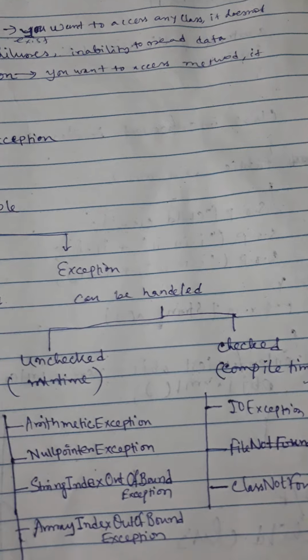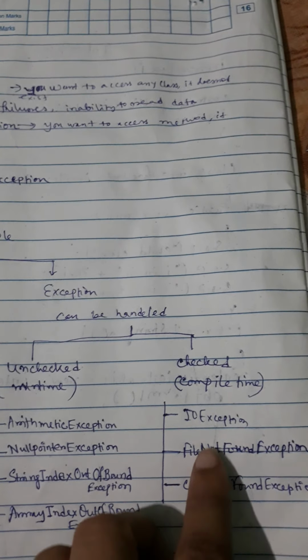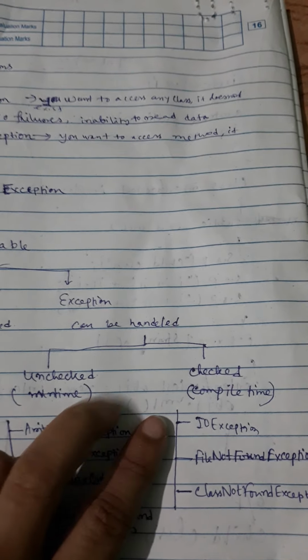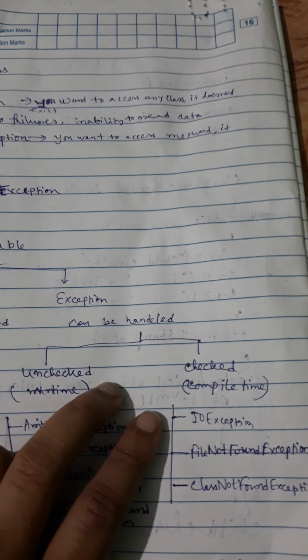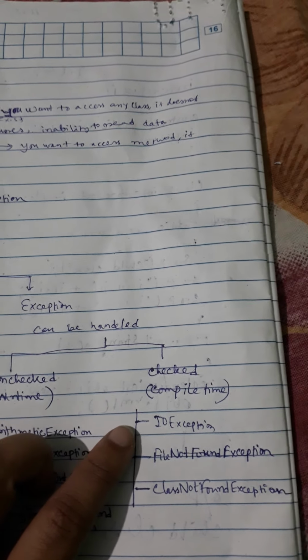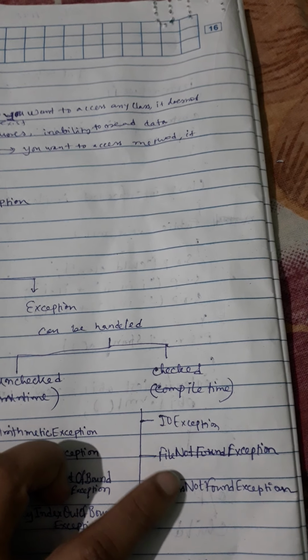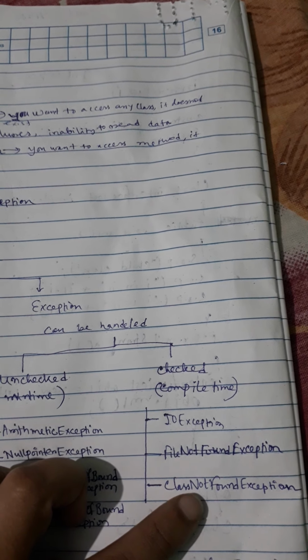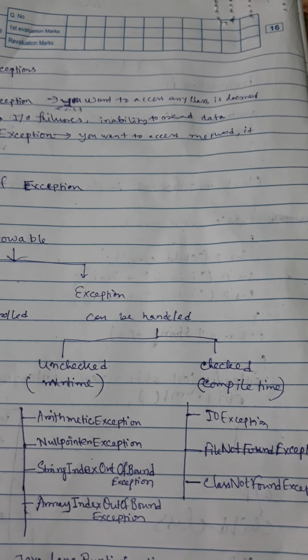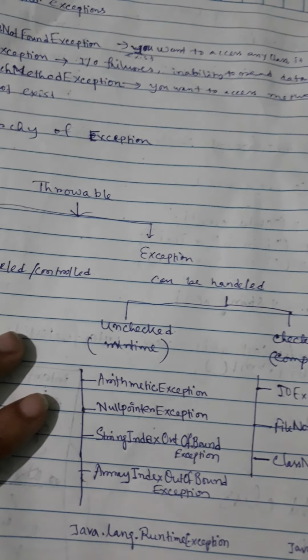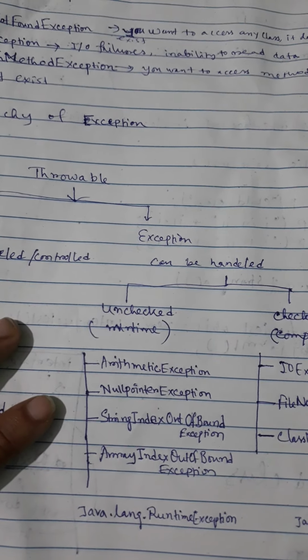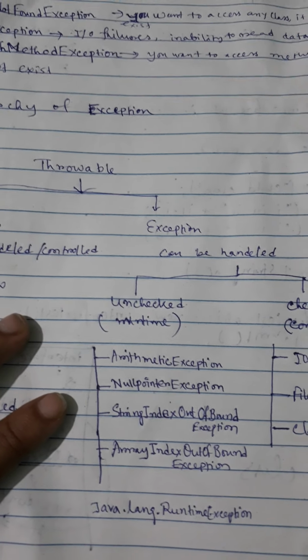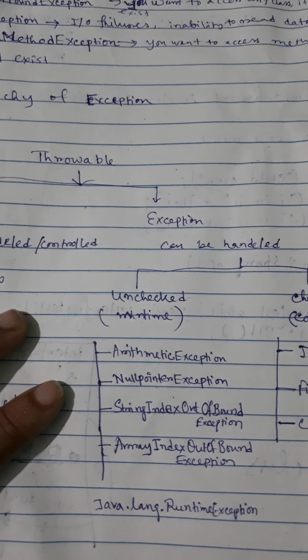So exceptions are of two types. One is unchecked, another is checked. Checked means the exception will be handled at compile time. Those exceptions are IOException, FileNotFoundException, ClassNotFoundException. That's it. And an unchecked exception can be controlled or handled at runtime.